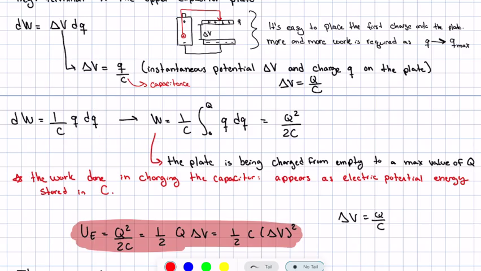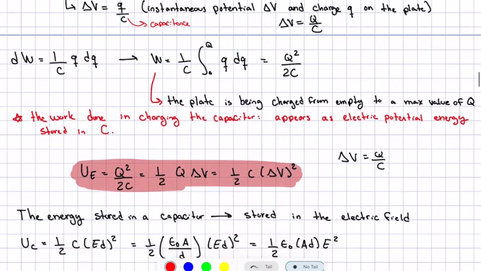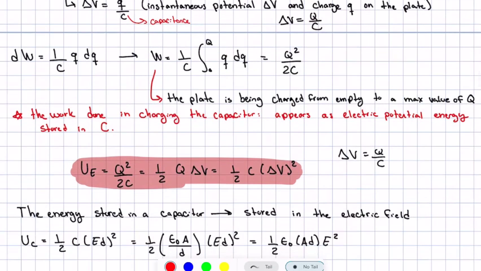We want to know, well, how much work does it take to bring all of the charges onto this upper plate? Well, we take the integral going from 0 to Q, where Q is the total charge at the end, like how much charge we have when delta V here is equal to delta V battery. We take this integral and then we get Q squared, so capital Q squared divided by 2C. So this is the work done in charging the capacitor.